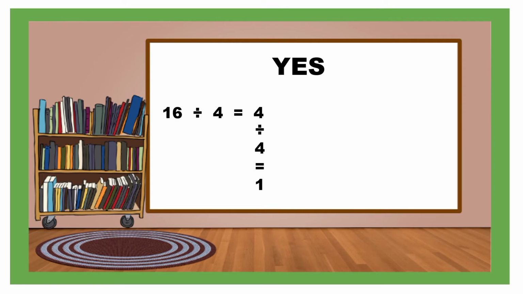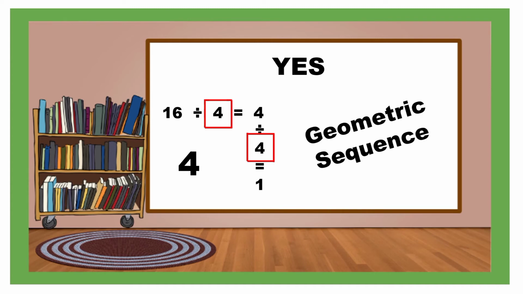As we can see, we have a common divisor 4, which is the common ratio. Hence, 16, 4, and 1 is an example of a geometric sequence because it has a common ratio, and that common ratio is 4.